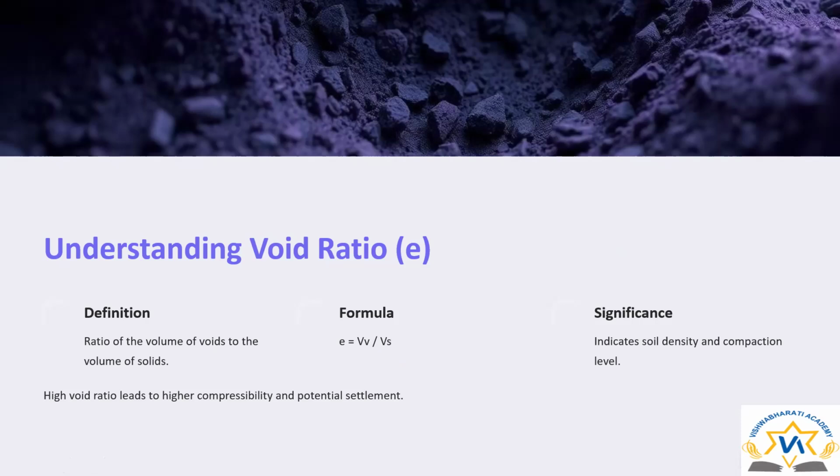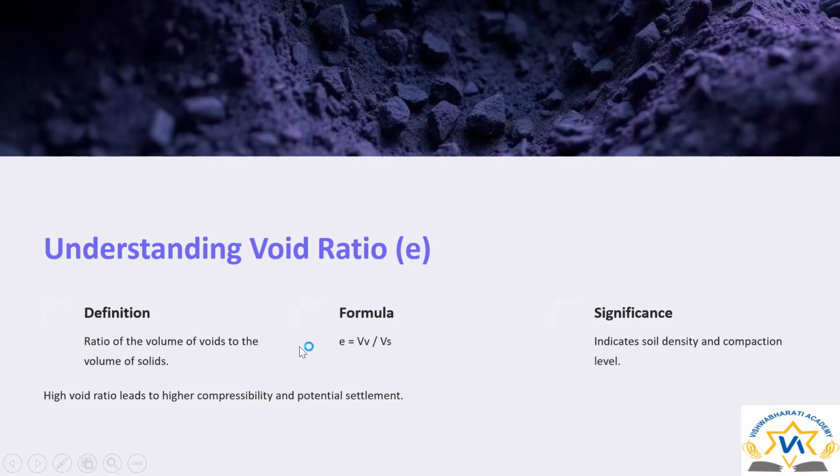the compressibility of soil. A high void ratio leads to higher compressibility and potential settlement. The void ratio also indicates the soil density and compaction level. These are the main, important index properties.